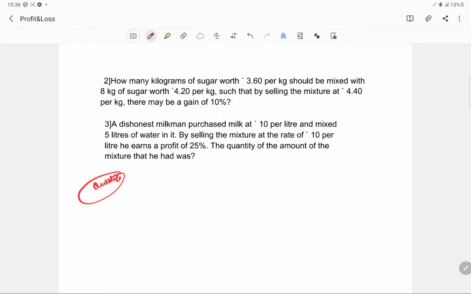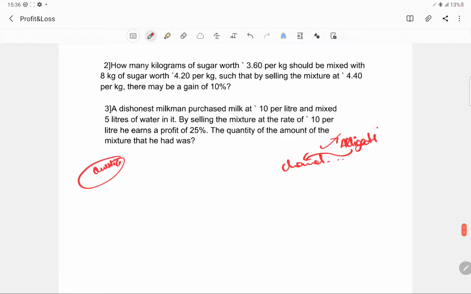How many kilograms of sugar worth 3.60 per kg should be mixed with 8 kg of sugar worth 4.20? To get a better understanding, you should be clear with my video on alligation and mixtures. If not, you can go to my channel and first watch that, then it would be more clear. So the expensive one will be written over here, 4.20, and this is 8 in quantity, and the cheaper one will be written over here, and this is unknown in quantity.